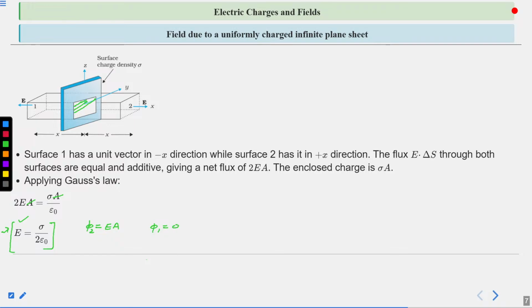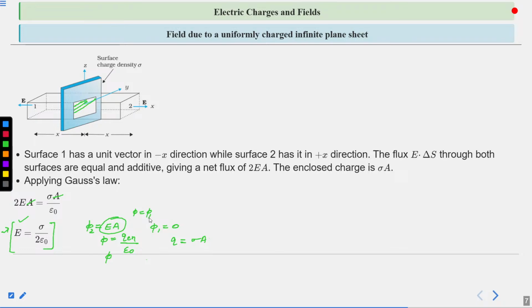So phi equal to 0. Clear? Now using the Gauss theorem, total flux is equal to the total charge enclosed by the closed surface divided by epsilon naught. Yes or no? And Q is sigma into A. Now phi is equal to EA.